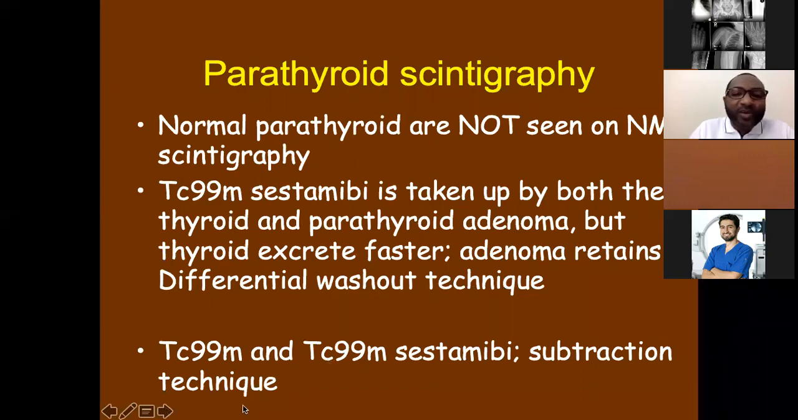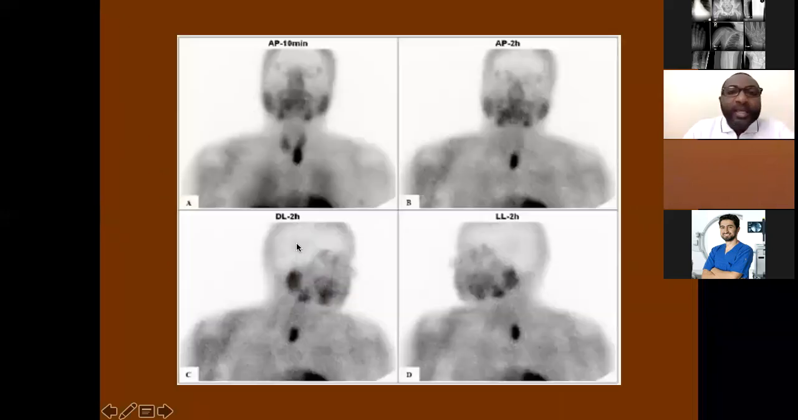There's another technique where we can administer 2 radiopharmaceuticals. We administer technetium, which is only taken up by the thyroid. We administer sestamibi, which is taken up both by the thyroid and by the parathyroid. And we then do subtraction imaging in order to subtract for the parathyroid adenoma if it's present. So again, this is what we do.